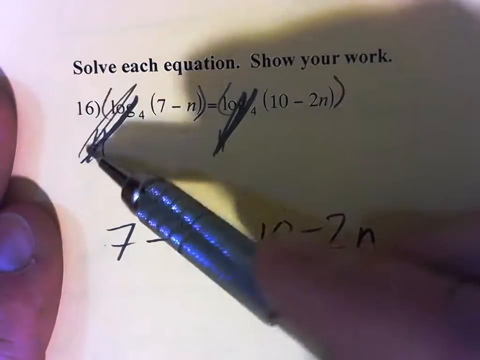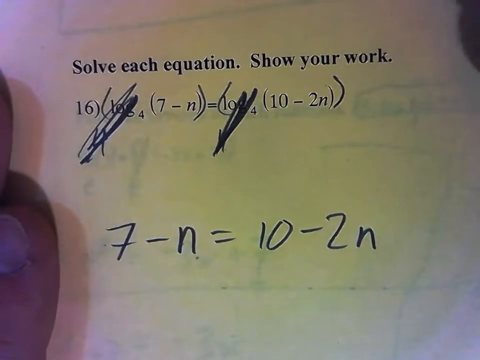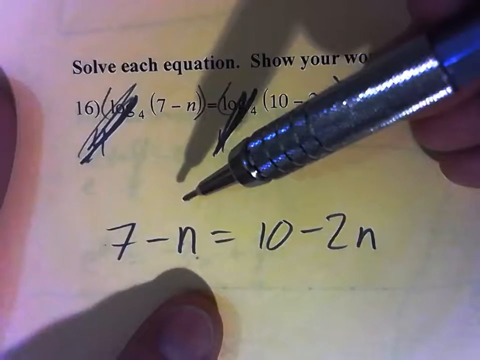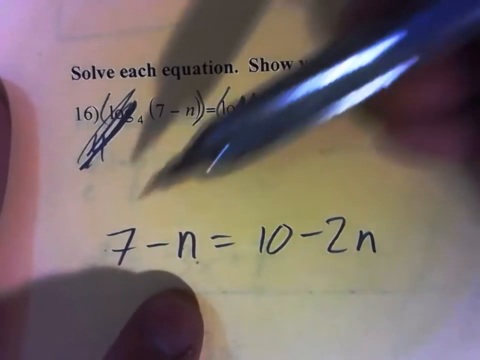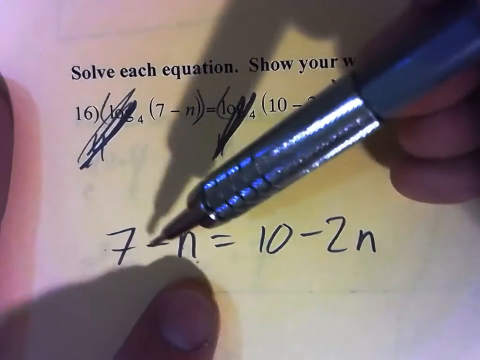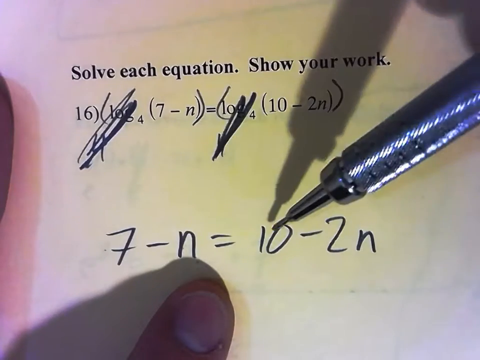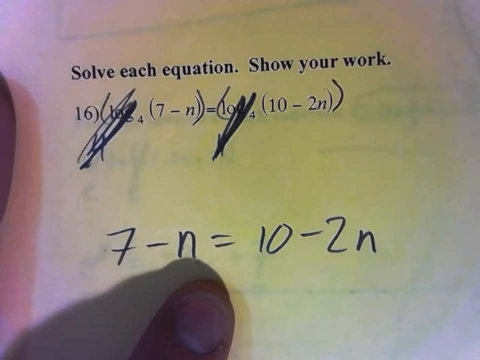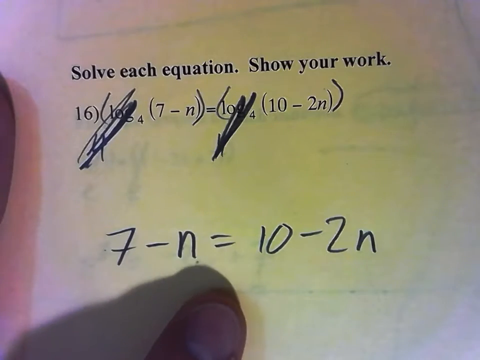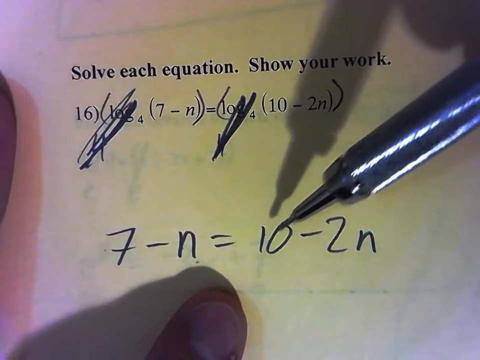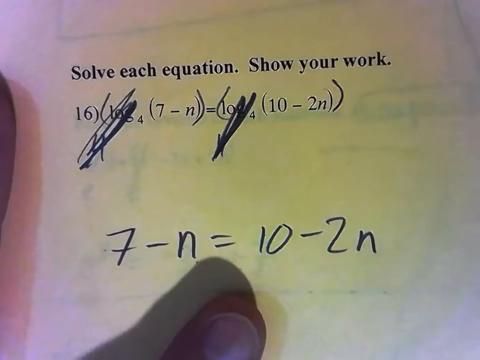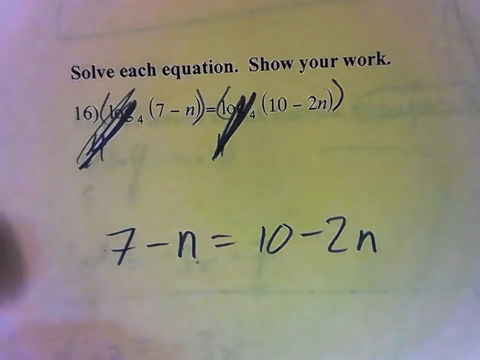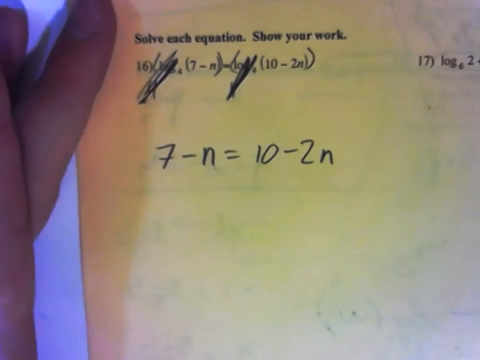All that stuff to say. Except, technically, we're going to have to go back and check our answer at the end and make sure that whatever we get for n, 7 minus n is greater than 0, and 10 minus 2n is greater than 0. Because remember, you can't take a log of a negative number. So technically, we need to check our answer and make sure that the stuff in the logs at the beginning wasn't negative. But it's not going to be. I'll mention that at the end when we get there.